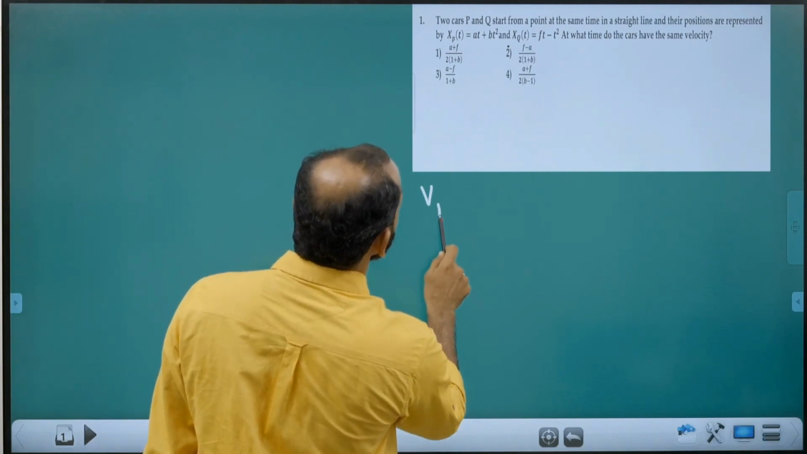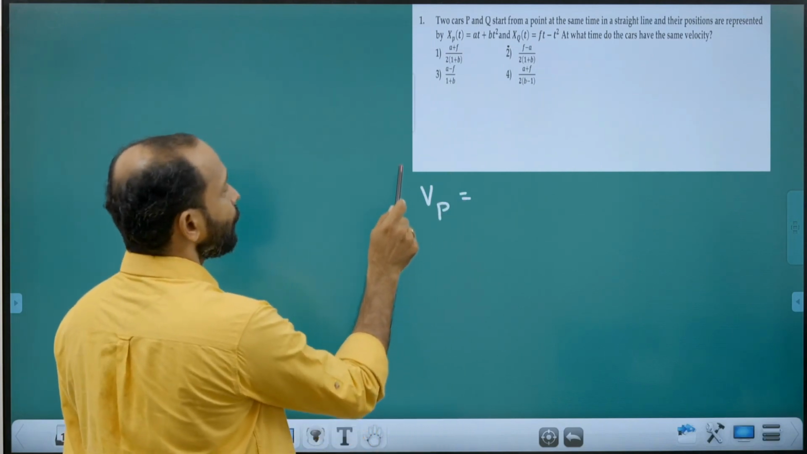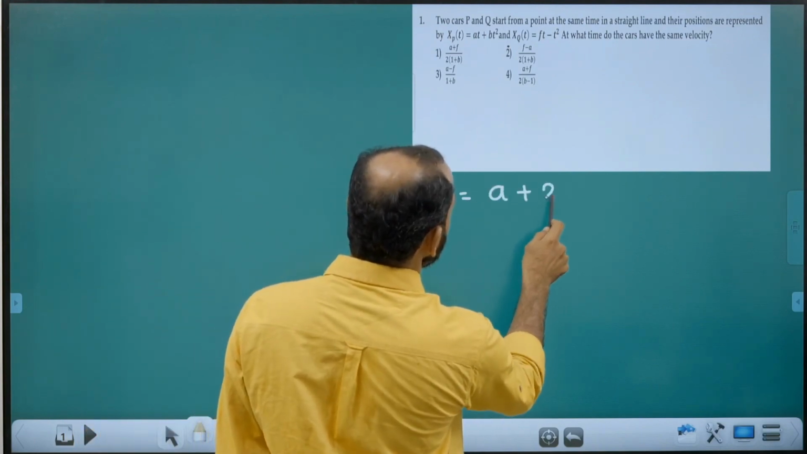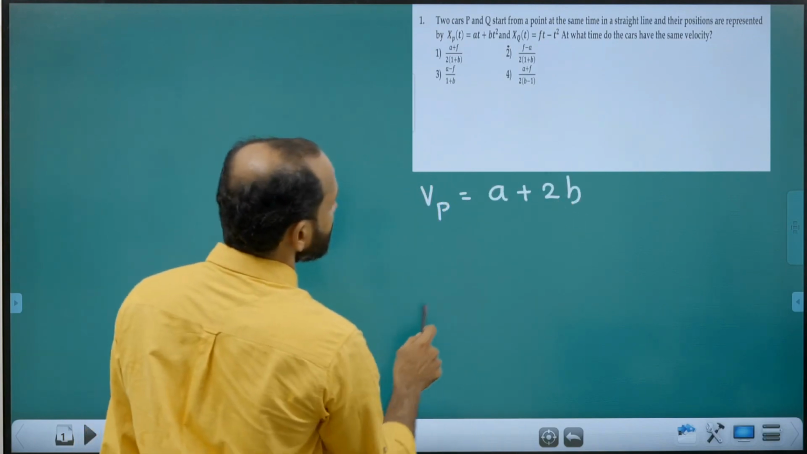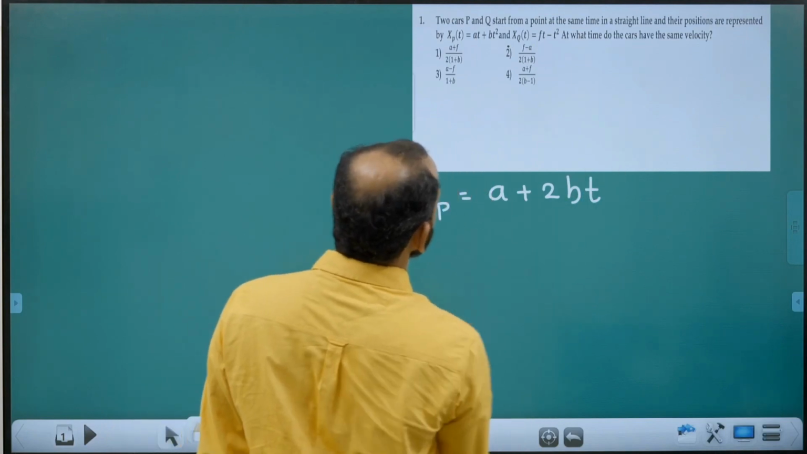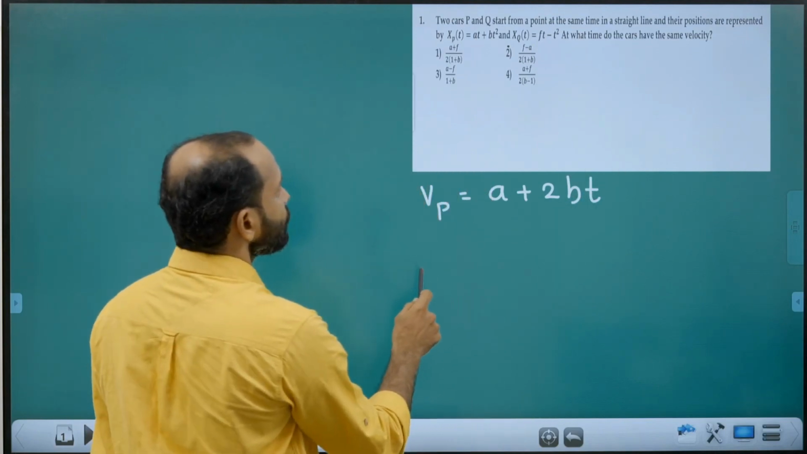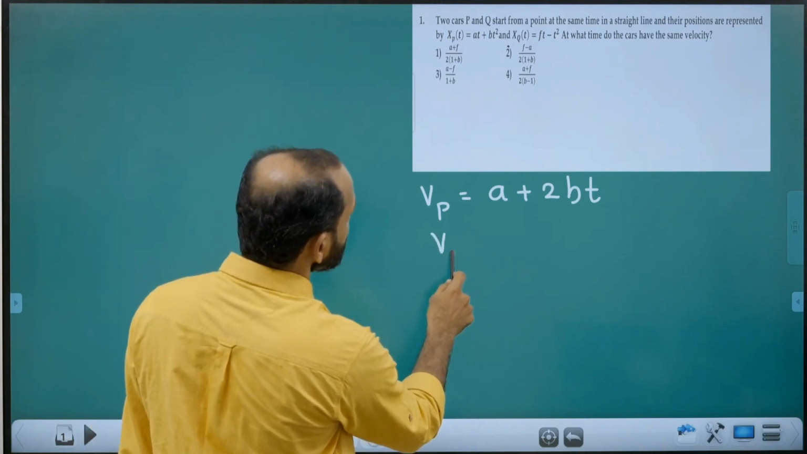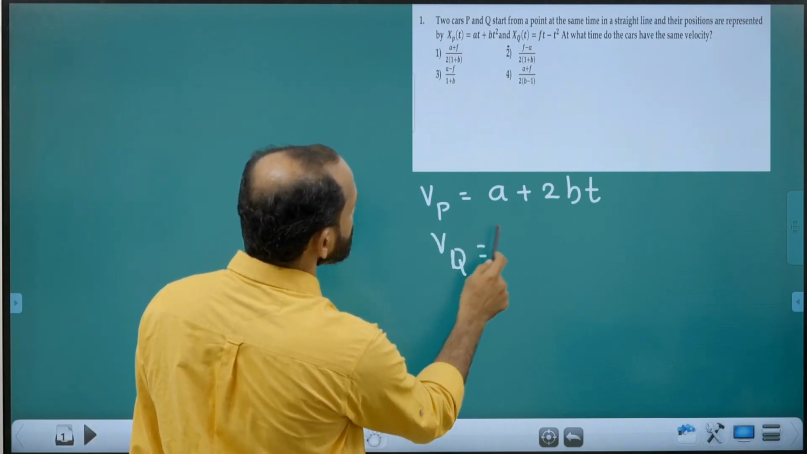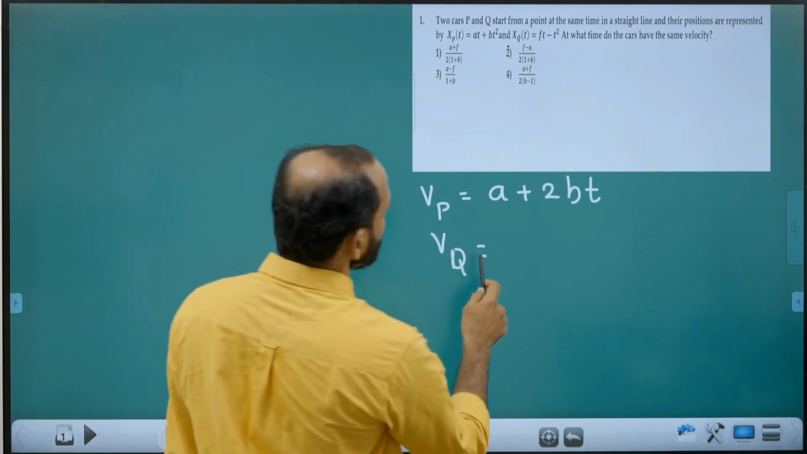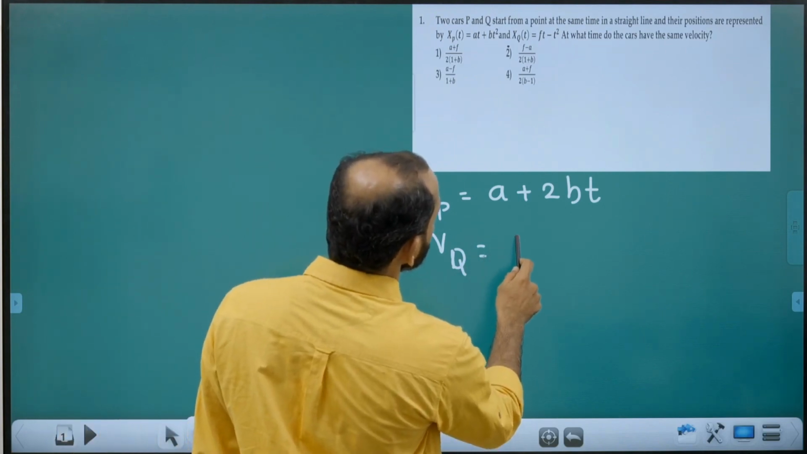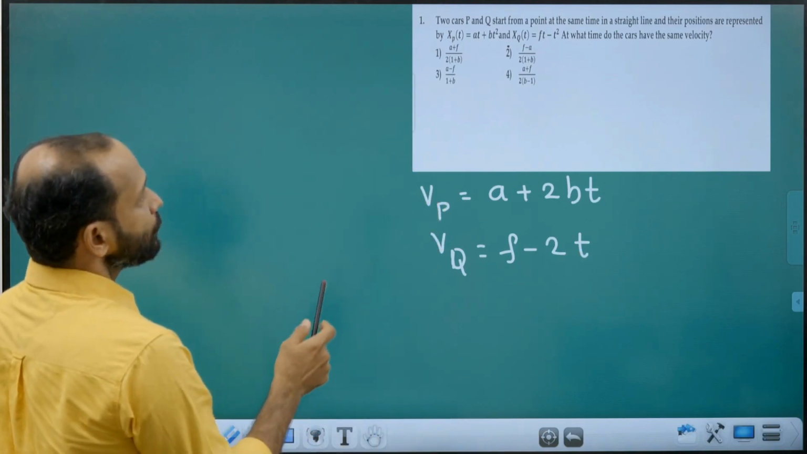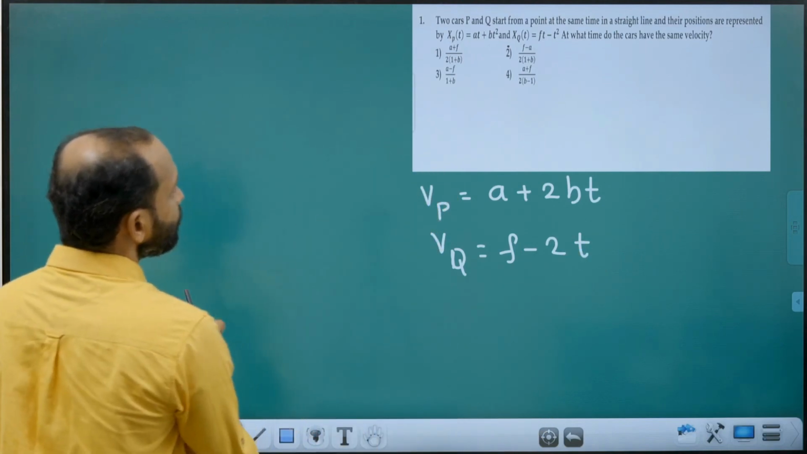Velocity Vp is the first derivative of xp, dx by dt. When you do that, you get a plus 2bt. Similarly, you take the derivative of the next one, the instantaneous velocity of Q, that is the first derivative of xq, dxq by dt, that is f minus 2t. And these two velocities are to be equated.